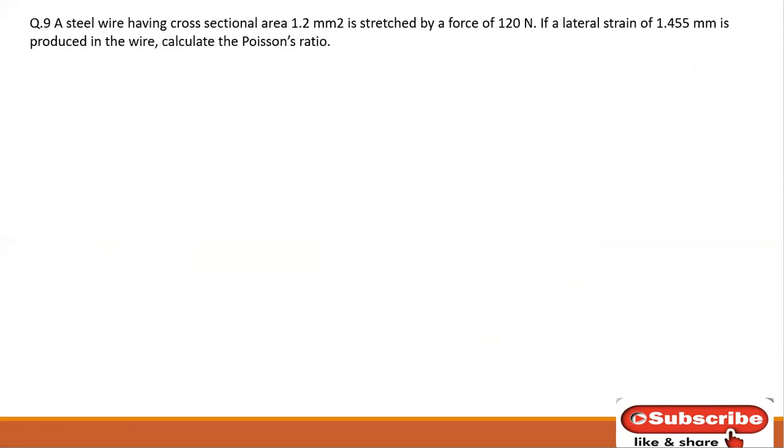Let us solve the next question. A steel wire having cross-sectional area of 1.2 millimeters square is stretched by a force of 120 Newton. If a lateral strain of 1.455 millimeter is produced in the wire, calculate the Poisson's ratio. So, we want to find out the Poisson's ratio of the given wire. Area is given as 1.2 millimeter square, so we want to convert it into meter square. That is 1.2 into 10 raised to minus 3, the whole square, that is 10 raised to minus 6 meter square.